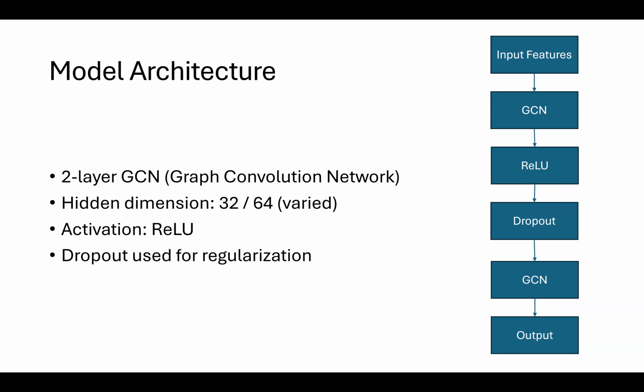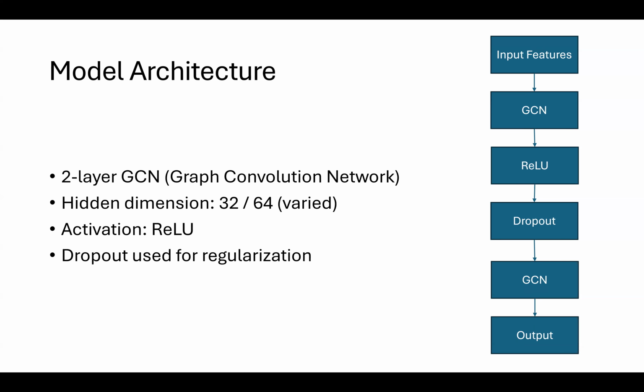And in each layer, the node aggregates information from its neighboring nodes and combines it with its own features. This process is called message passing. And after aggregation, the features are transformed using learnable weights. I use two layers so the model can capture information from both immediate neighbors and neighbors of neighbors.